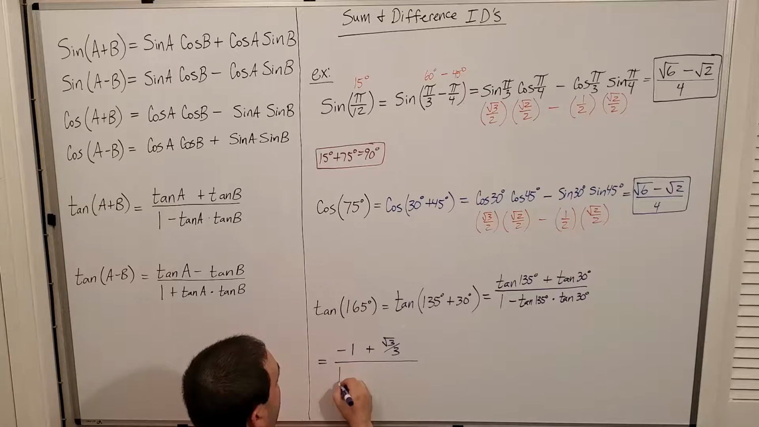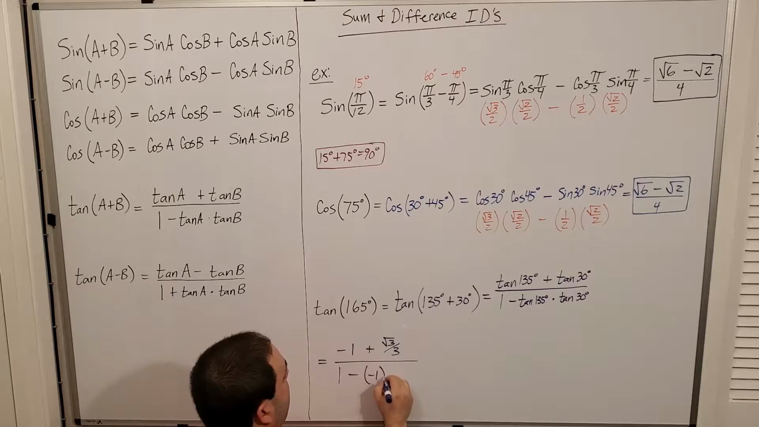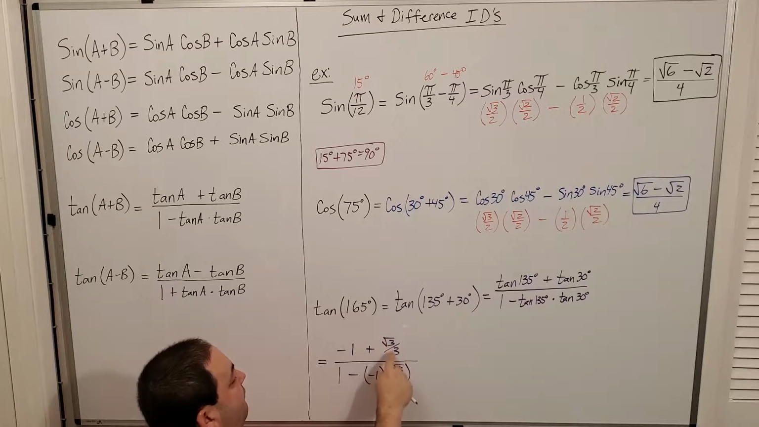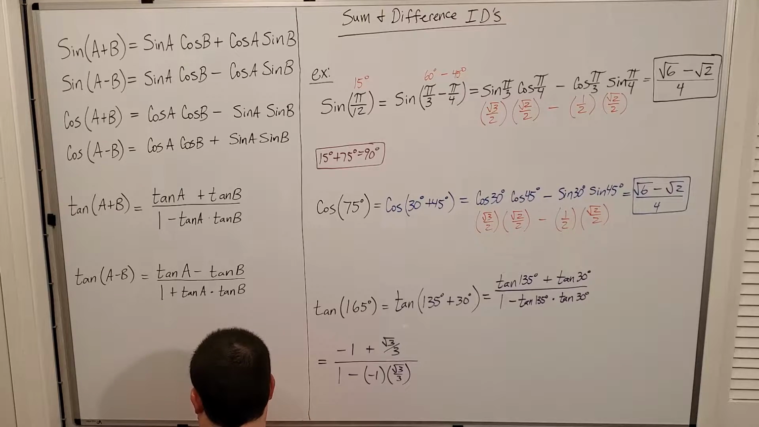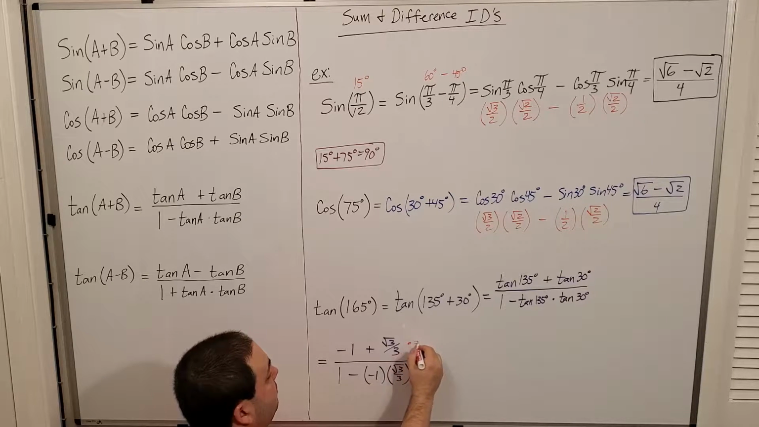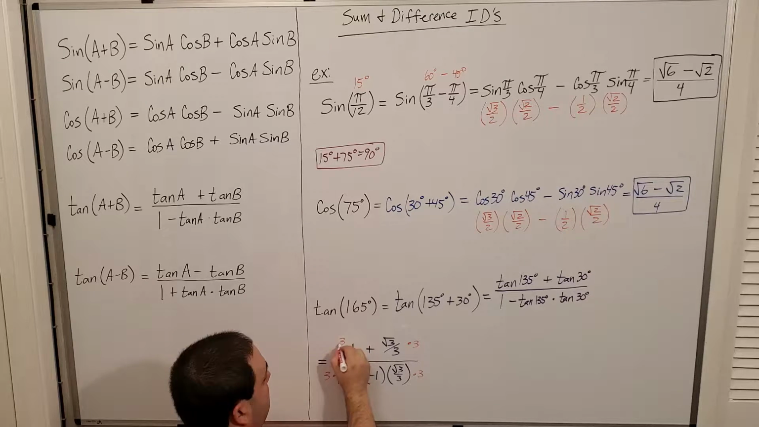Now, in the bottom, I have 1 minus, and it's the same two calculations, just multiplied. So that's -1 times square root of 3 over 3, like so. The only thing that's going to happen in the first step here is I'm going to get a plus instead of a minus with this double negative. And I'd like to not have fractions inside of a big fraction. So first thing I'm going to do is multiply everything by 3. So times 3, times 3, times 3, times 3.